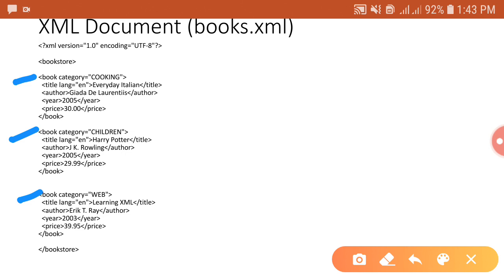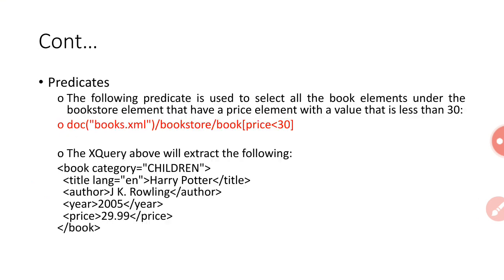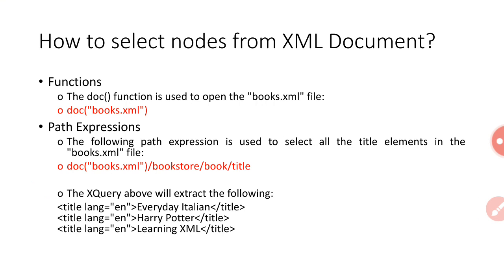Now how to select nodes from this books.xml file? For that we have three options. You can use functions, path expressions and predicates. For selecting nodes, functions, path expressions and predicates are used.